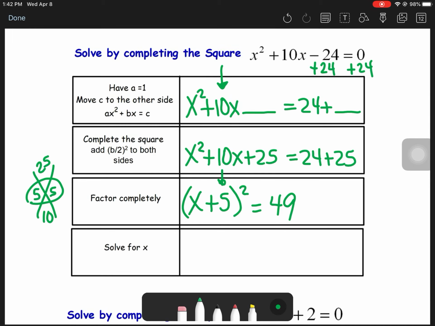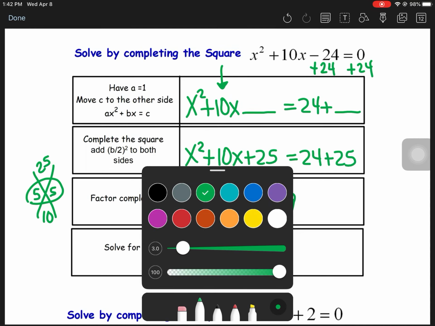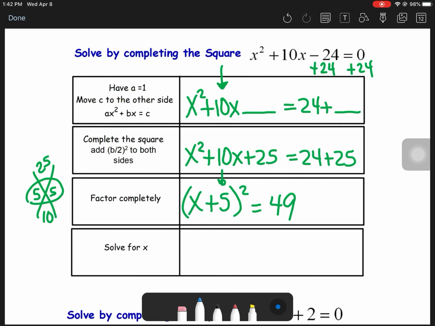Okay, the last part is we're going to solve for x. So to do that, we want to get rid of that square. So we're going to take the square root of both sides. A square and a square root cancel each other. So we have x plus 5 equals, don't forget your plus or minus, and the square root of 49 is 7.